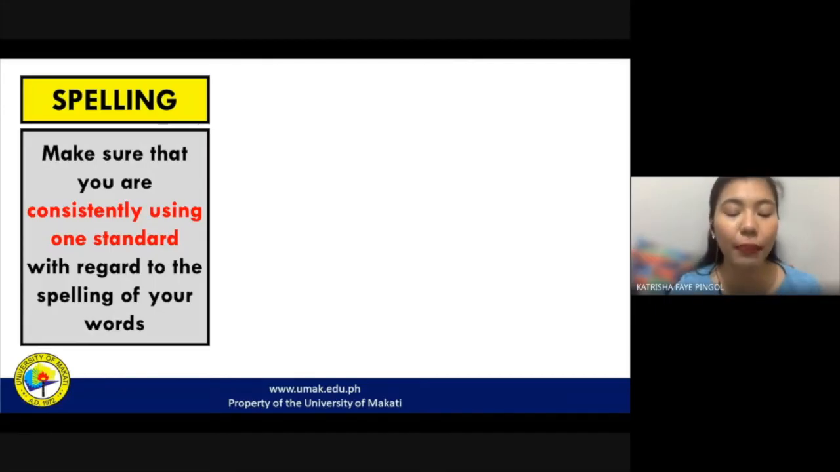Take for example, in British English, sometimes they add the letter U. For example, the word color in British English is spelled as C-O-L-O-U-R. But in American English, it's simply spelled as C-O-L-O-R. Now, if you use one type of English already, then just settle for that one. Be consistent with that particular standard.